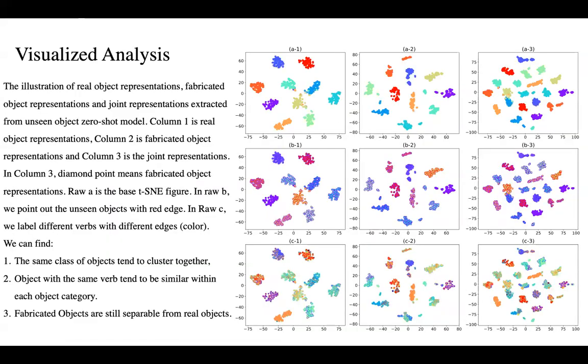Lastly, we illustrate the visualized analysis. We can observe the same class of objects tend to glue together. Objects with the same verb tend to be similar within each object category. Furthermore, fabricated objects are still separable from real objects.